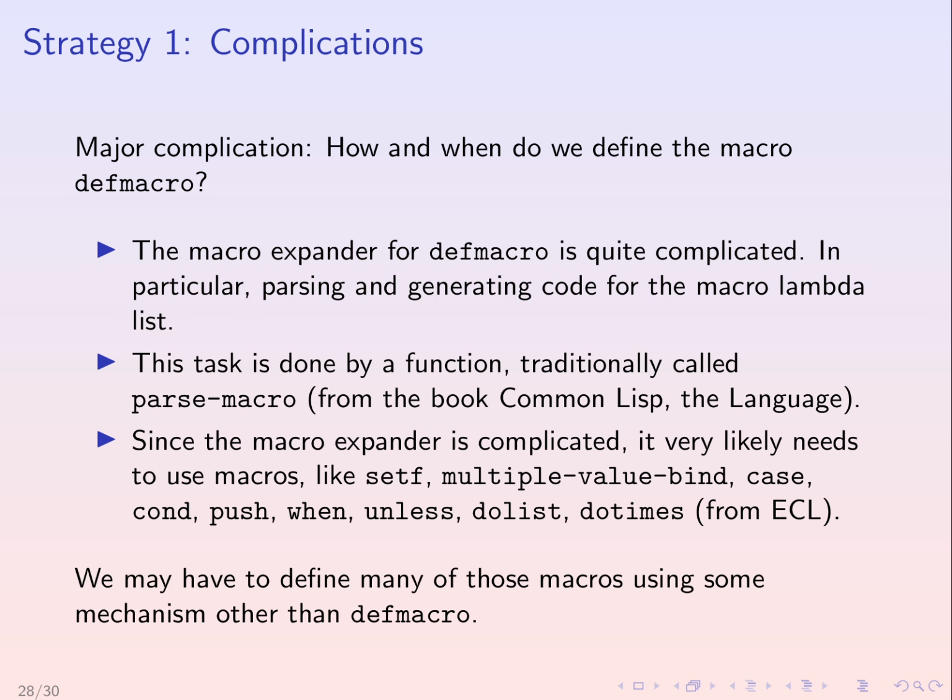Well, since the macro expander for defmacro is quite complicated, it is very likely that it needs other macros. So in fact, if I looked at the ECL definition of the macro defmacro, I found at least the following macros being used by it: setf, multiple-value-bind, case, cond, push, when, unless, dolist, and dotimes. So if we need all these other macros, setf, multiple-value-bind, in order to define defmacro, clearly we cannot write those macros using defmacro. So we must use some other kind of technique to write those macros.